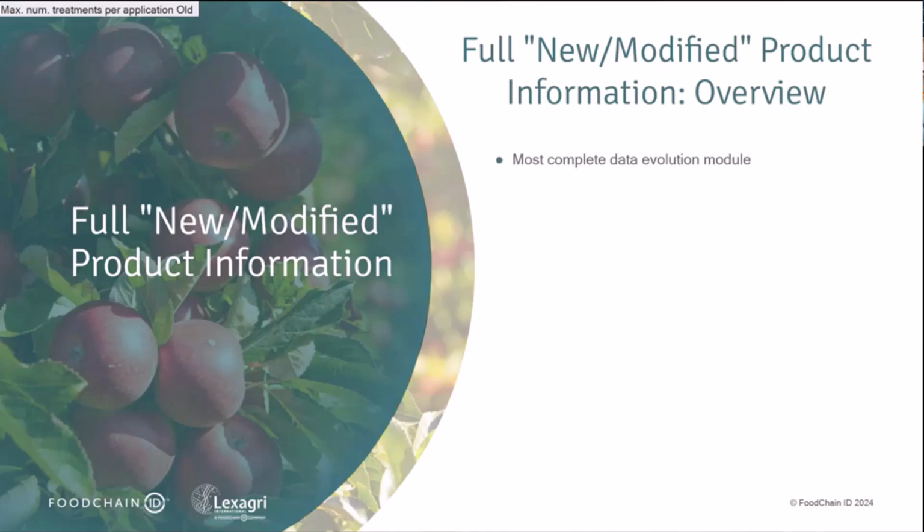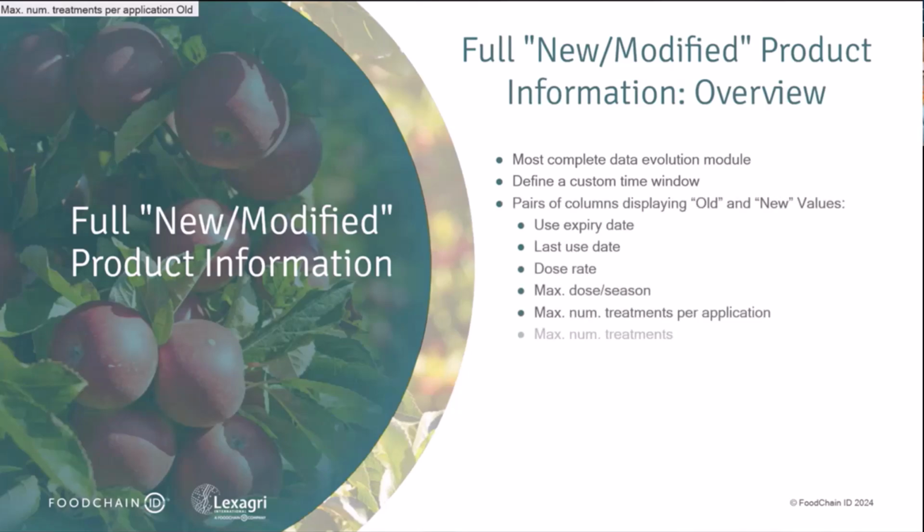It requires the user to define a specific time window in which the system will extract any changes that occurred during that period. The system, as we saw for the previous modules, will include in the resulting report specific pairs of columns in certain fields with the old and the new information. Full new and modified product information will allow users to spot changes in the expiry date, the last use date, the dose rate, the maximum dose per season, the maximum number of treatments, the spray intervals, and the PHI.